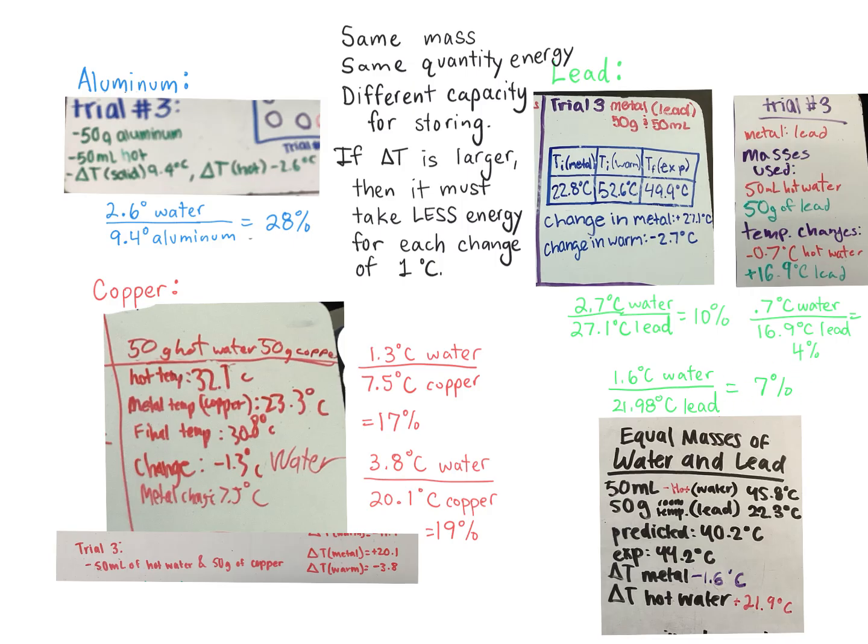So based on this data, if we were to rank what we predict the heat capacities are going to be, I would say that aluminum has the greatest heat capacity of the 3 metals we looked at, and then copper. And finally, lead, which our data suggests has the smallest heat capacity.